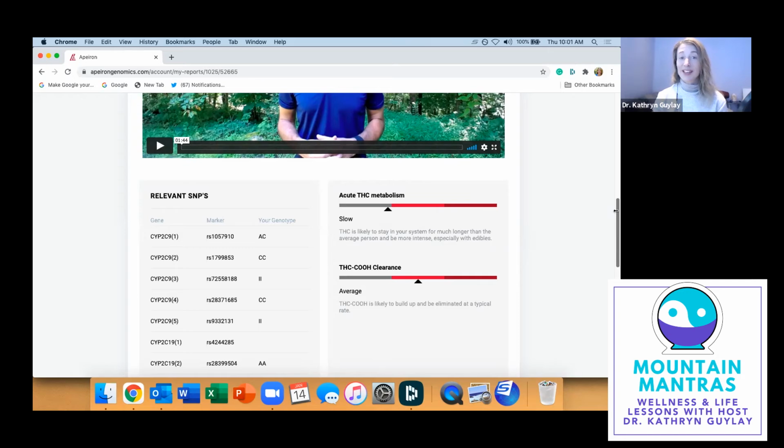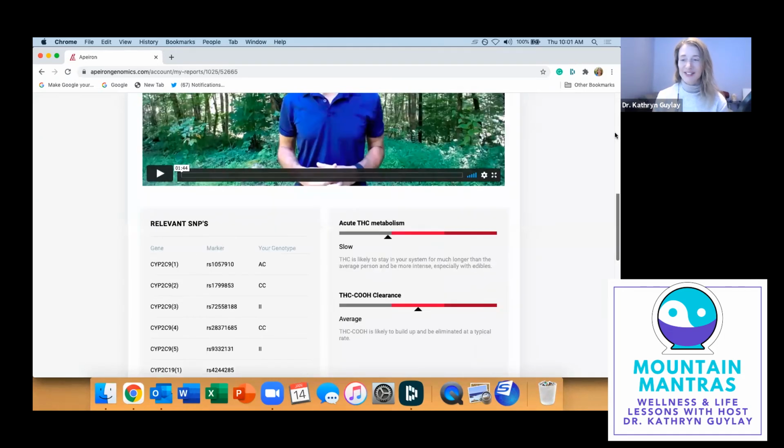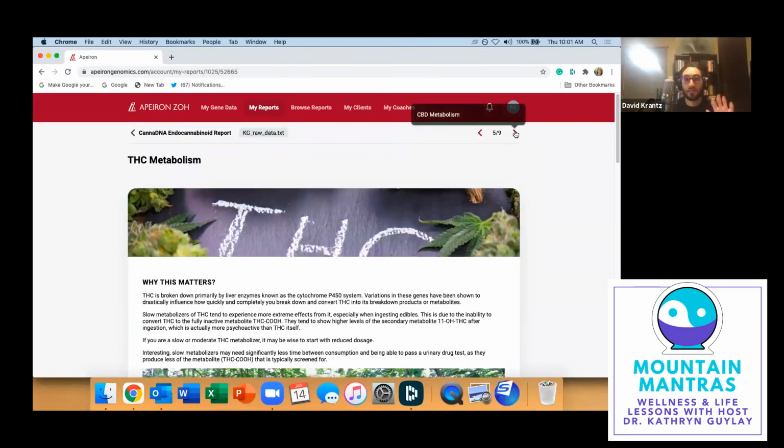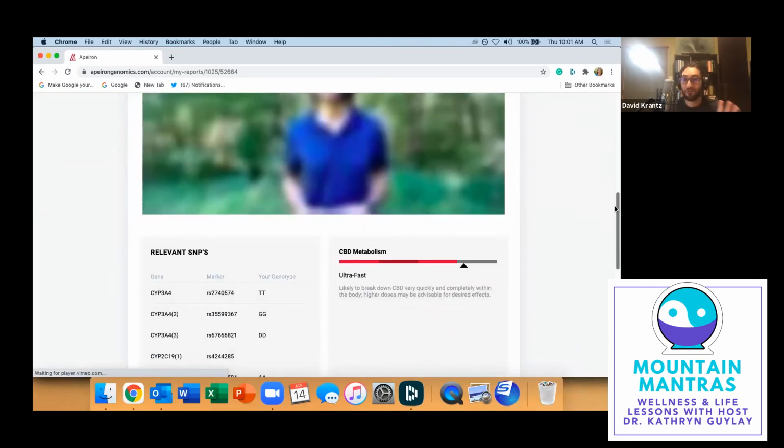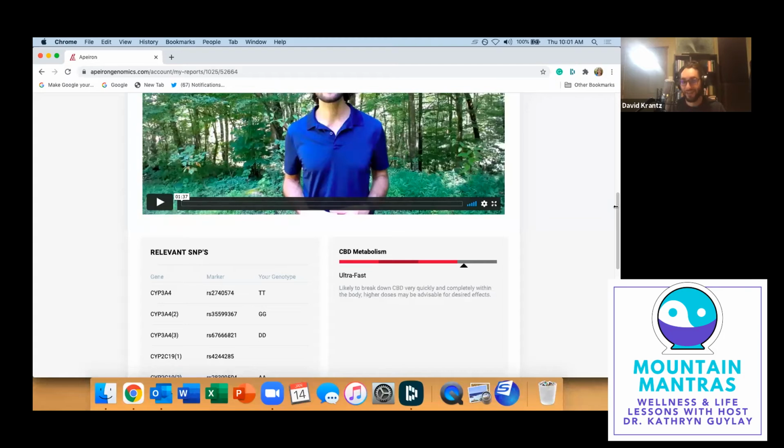And then, David, when we get into the CBD metabolism, this is where I'm sure you're going to have some really cool biohack around it. Should I go there? Because one of the things that is important, like you mentioned, is the polygenic approach. And so the THC section is also going to be in relationship to the CBD metabolism. It's interesting. We're laughing because we're looking at the complete opposite of my results. So, David, I'll let you explain.